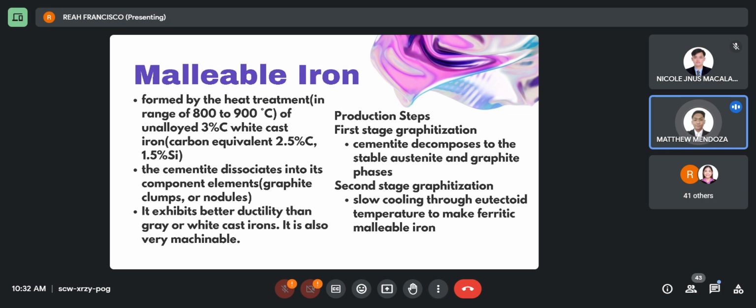The production steps naman: first stage, graphitization. So cementite decomposes to the stable austenite and graphite pieces. Second stage, graphitization, slow cooling through the eutectoid temperature to make ferritic malleable iron.